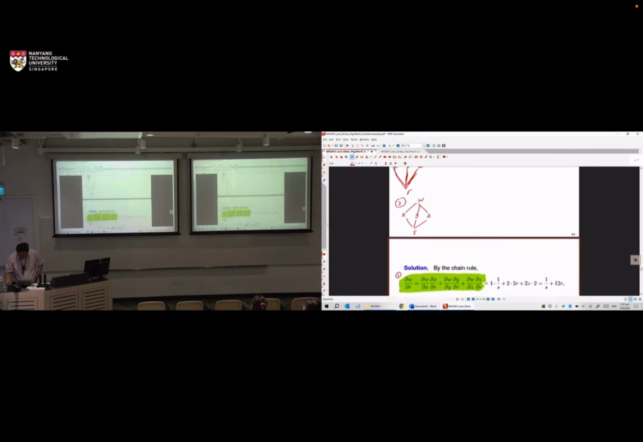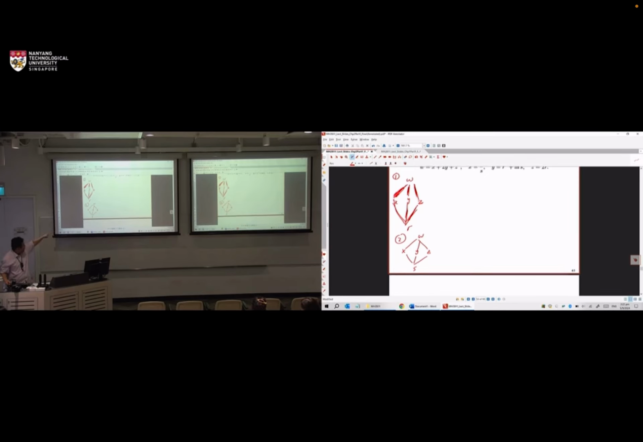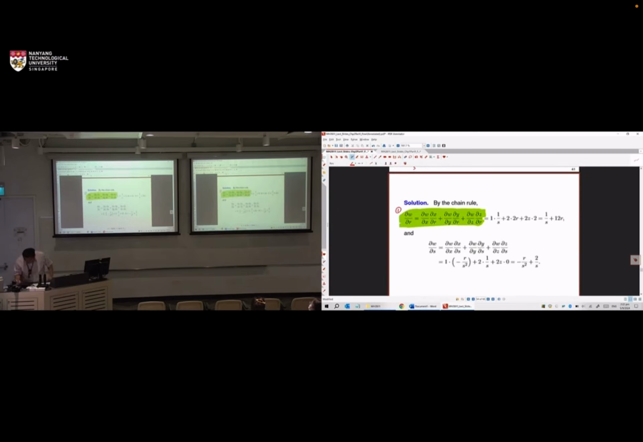And from the second diagram, I hope it's correct. Let me just double check again. Yes, it's correct. So from the second diagram, you follow the directions, and you will now be able to get this. Then you sub in the individual terms, you simplify, and you will get this answer.